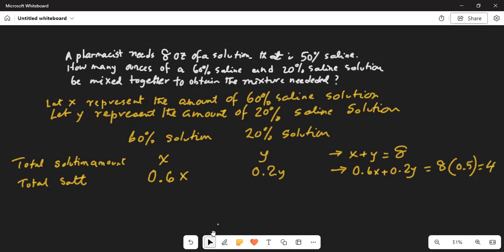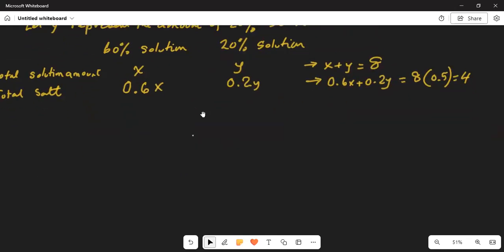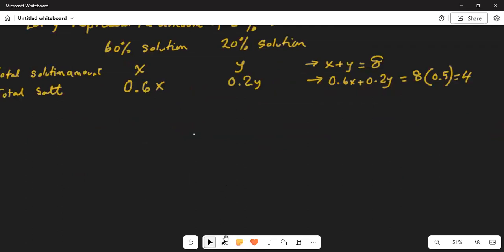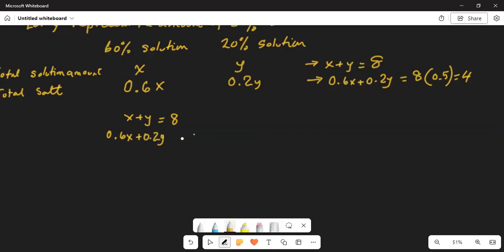So if I move this a little bit up, we have X plus Y is equal to 8 and 0.6X plus 0.2Y is equal to 4. Let's call this equation 1 and this equation 2. We notice the coefficient of Y in the first equation is 1. The coefficient of Y in the second equation is 0.2.